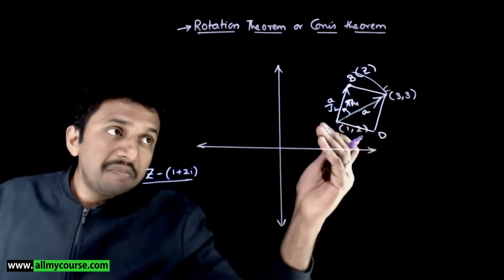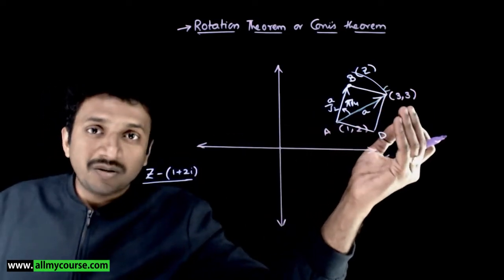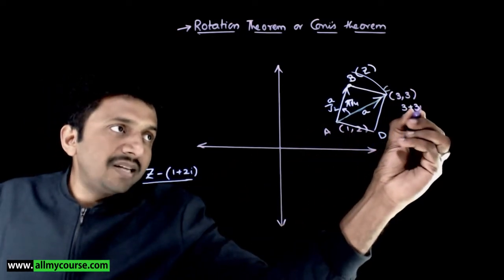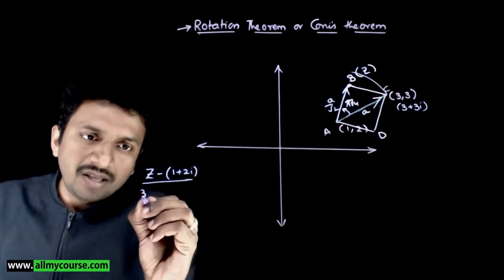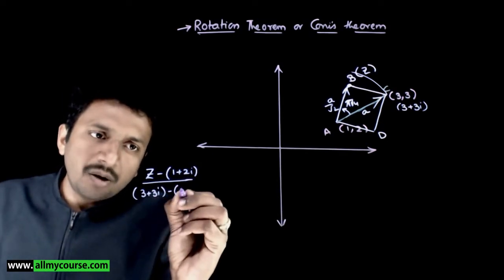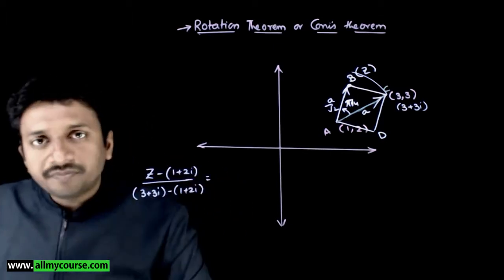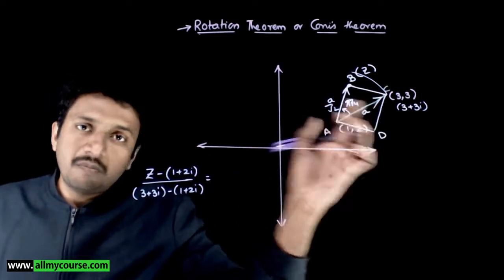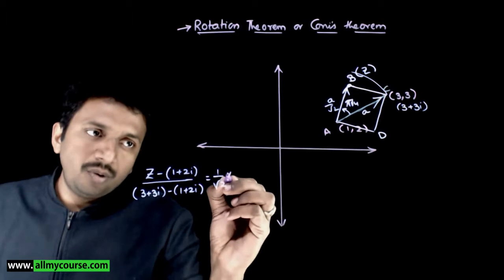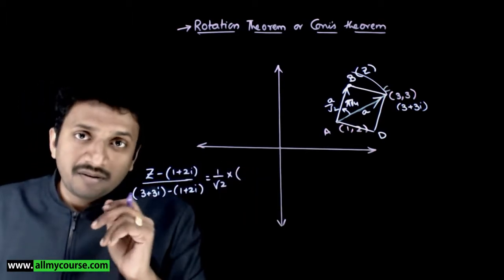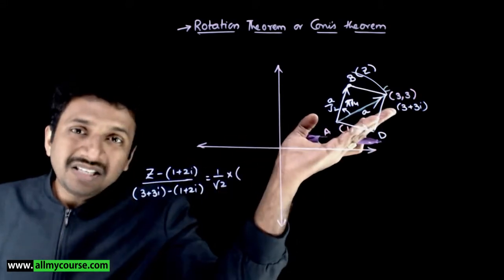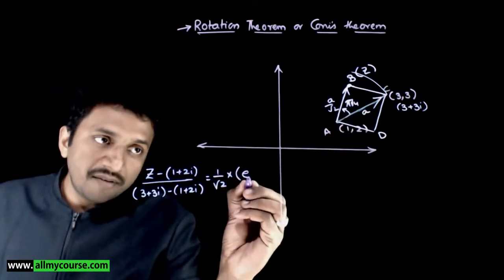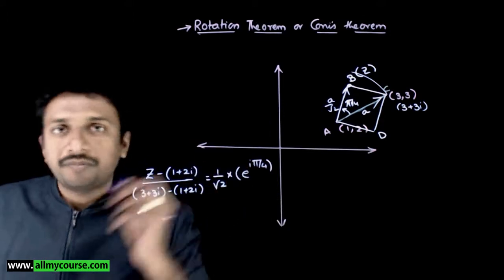Vector point C minus point A, that is the complex number corresponding to C minus the complex number corresponding to A. This is 3 plus 3i, this is 1 plus 2i. So 3 plus 3i minus (1 plus 2i) is equal to magnitude of final vector by magnitude of initial vector, which is 1 by root 2, times e power the angle going from initial to final vector. So initial to final, I have pi by 4 in counterclockwise direction. So you have e power i pi by 4.